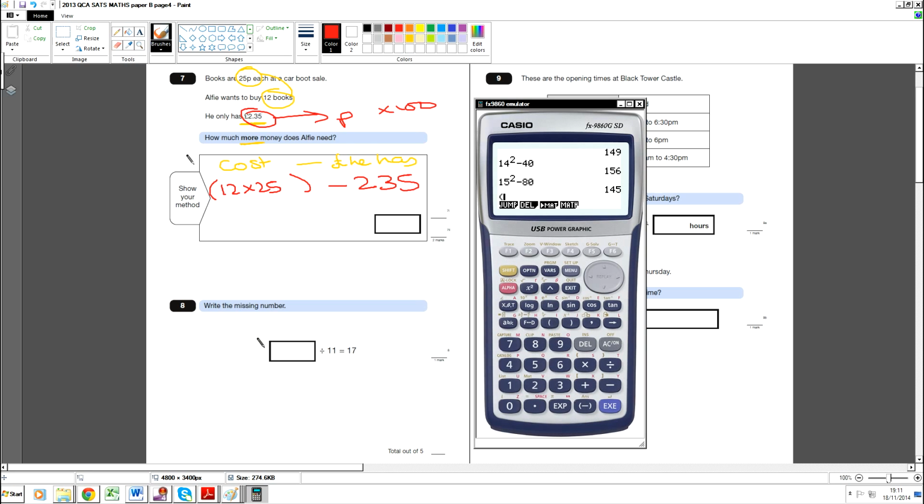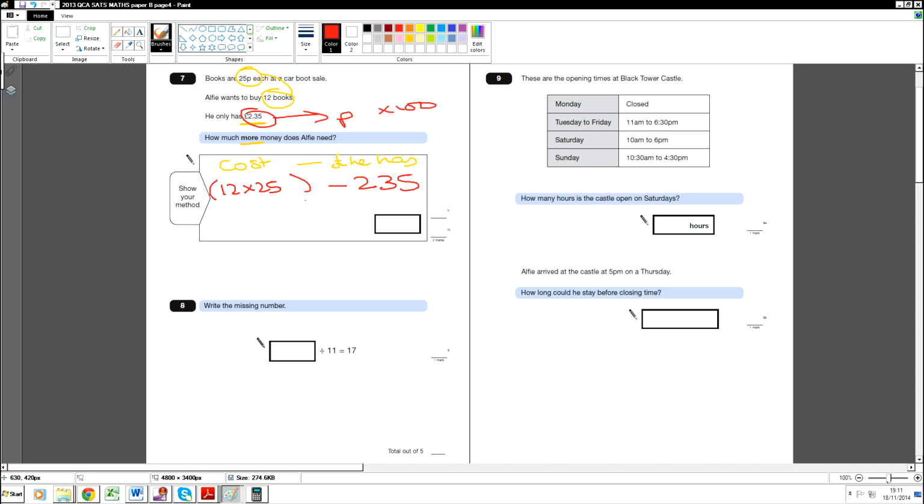So we can use brackets here as well, as we've set up in the question: 12 times by 25, close the bracket, minus 235, equals, and that gives us an answer of 65 pence. Now, because they haven't given us a unit, we can say the answer is 65p, or we can put the answer as 0.65 pounds. So either of those two answers will be lovely.